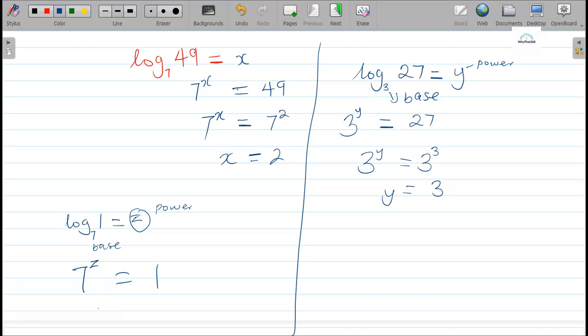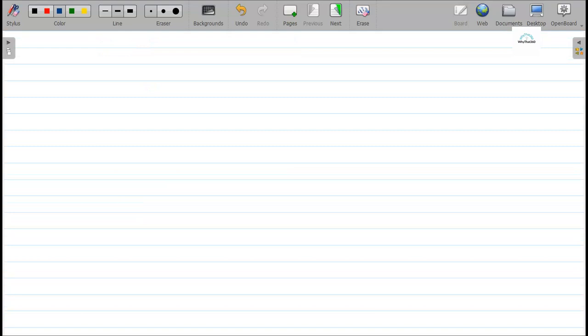Like I said, z is equal to 0. One of the properties of logs: the log of 1 to any base is equal to 0. Log of 1 to any base, whether the base is 5, 79, 9 or 1 million, the answer will be 0.